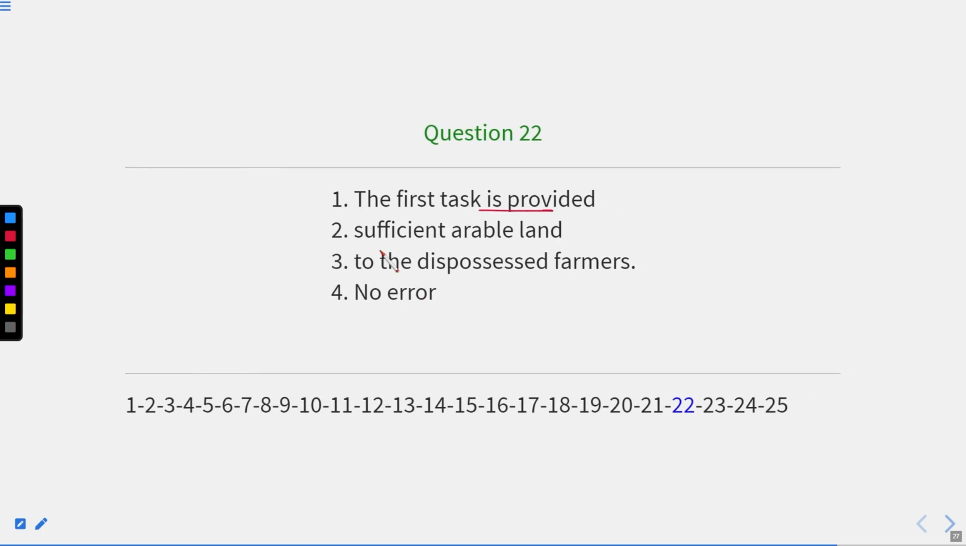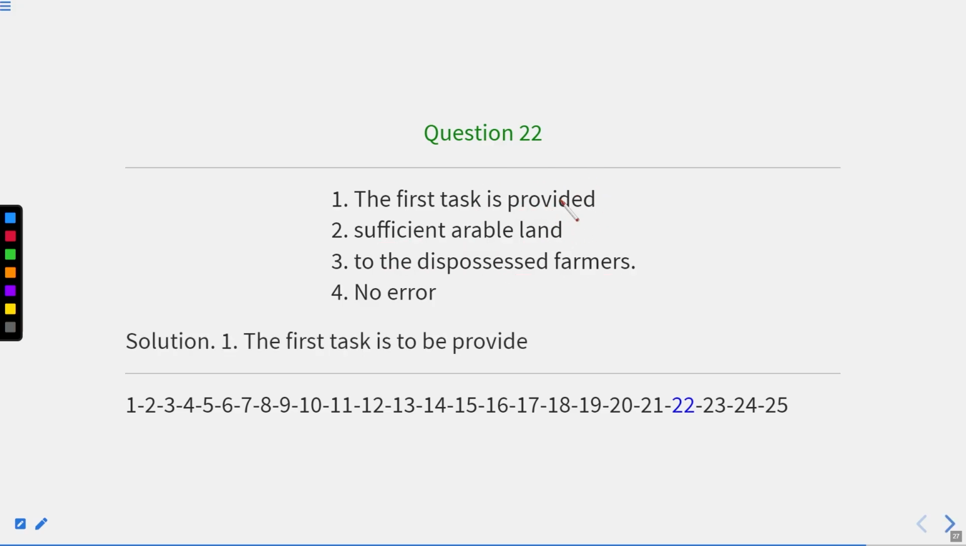The first task is provided sufficient. Now is, and after is we have the word provided, which is the verb third form. The first task is provided sufficient arable land to the dispossessed farmers. Okay, so the first task is provided sufficient is to provide. Actually, they want to say that the first task is to provide sufficient.